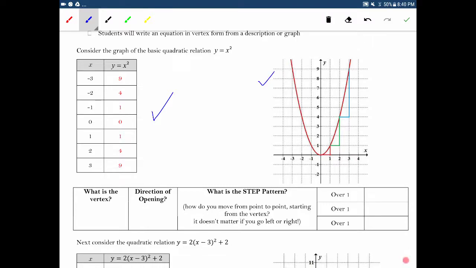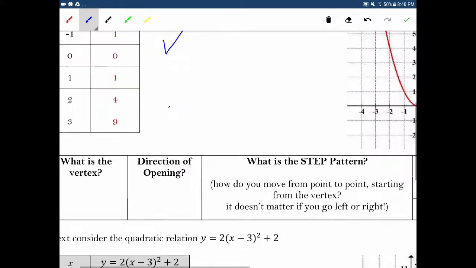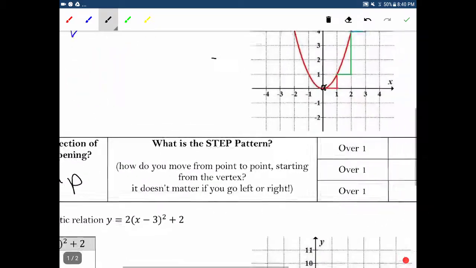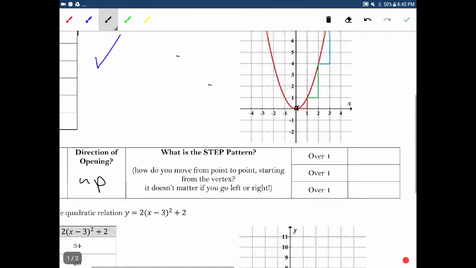What we're going to look at is what we call the step pattern. This is just the easiest, fastest way to graph or figure out the equation of a vertex form. Okay, so first of all, for this one, the vertex, which is right there, is just at (0, 0). This opens up, and we're going to look at the step pattern here, which it's got in red, green, and blue.